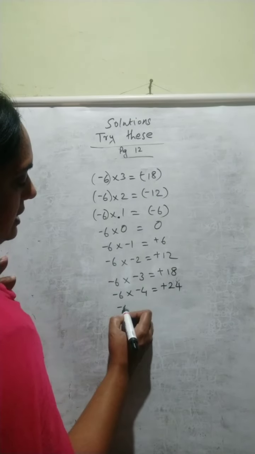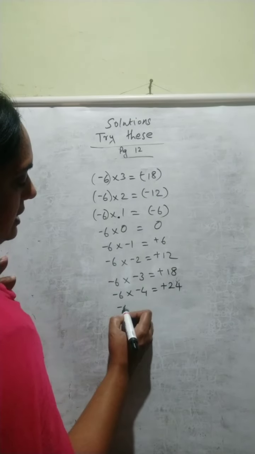Listen, if there is only a digit or number, that will be positive itself. Positive 6 is equal to 6 itself. Then positive 12 is equal to 12 itself. But in case of negative, don't forget we have to keep the negative symbol here. That is compulsory. That is important.